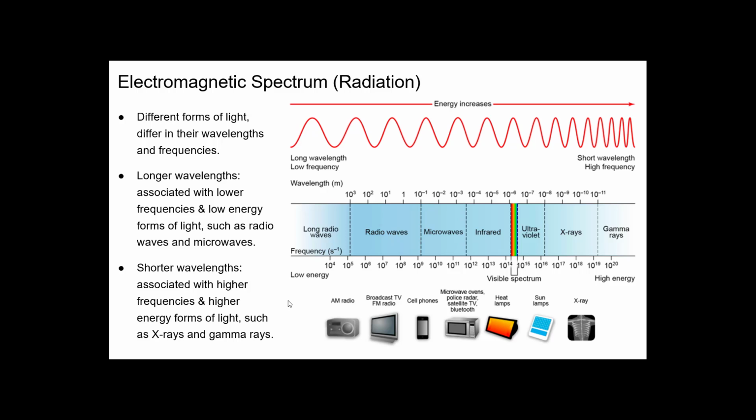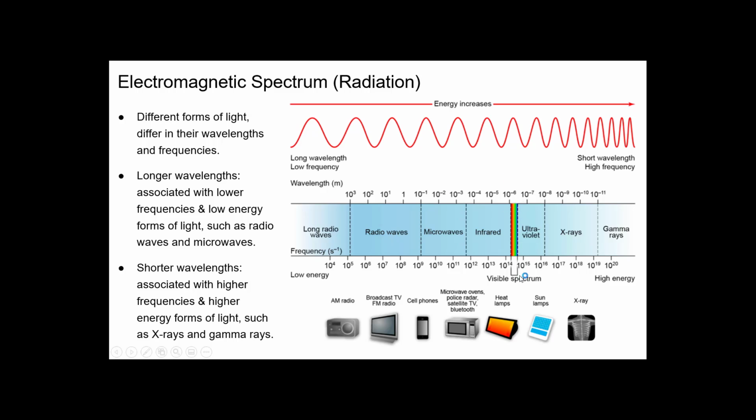So, electromagnetic spectrum or radiation, and I pretty much discussed this here, but different forms of light differ in their wavelengths and frequencies, and based on what these are, will fall somewhere in this spectrum. So you can see that the gamma rays are high energy. This is low energy.